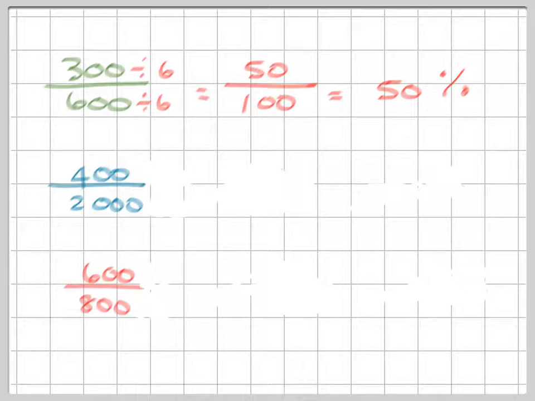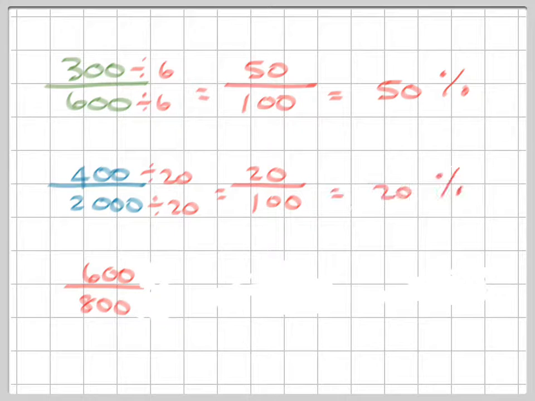Let's look at 400 over 2,000. 2,000, to get it to 100 as a denominator, will have to be divided by 20. So we're going to do the numerator and the denominator by 20. We'll end up then, the denominator will become 100 when you divide 2,000 by 20. The numerator will become 20 once you've divided 400 by 20, which means we have it in percentage form, and we can then write it as 20%.